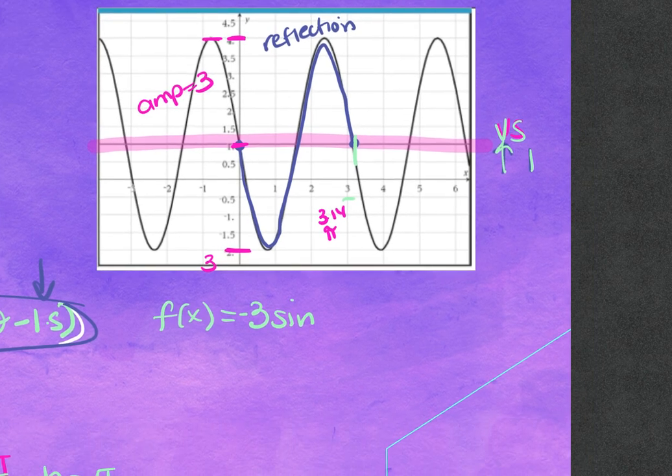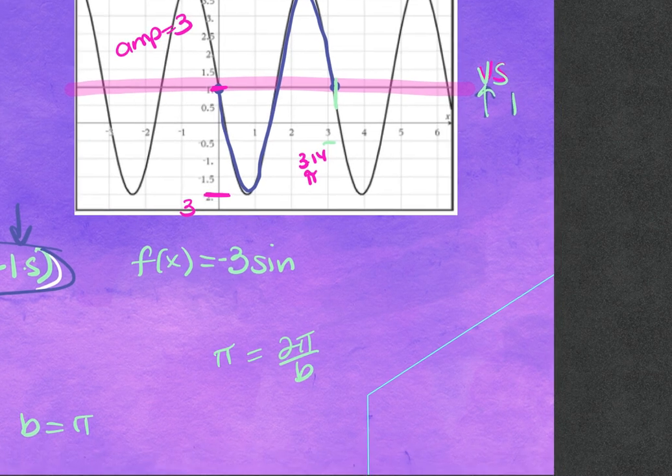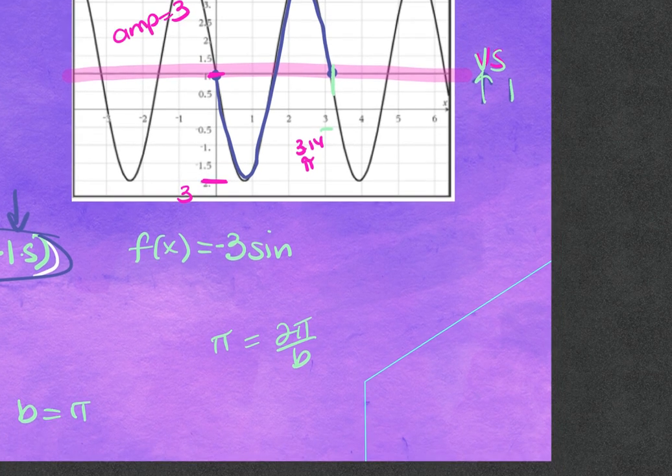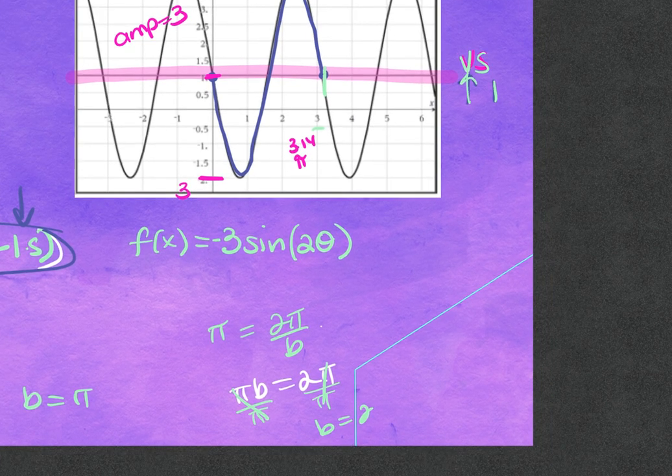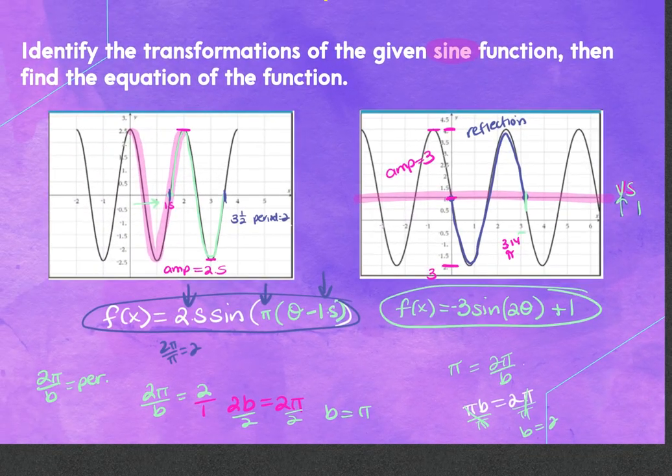Sine, there's no phase shift, but there is a b, right? We said our period was pi. So if 2 pi over b equals pi, I cross multiply, so pi b equals 2 pi, divide by pi, and b is 2. So I get 2 theta, and our shift up 1 means +1. And there's the equation of this function.